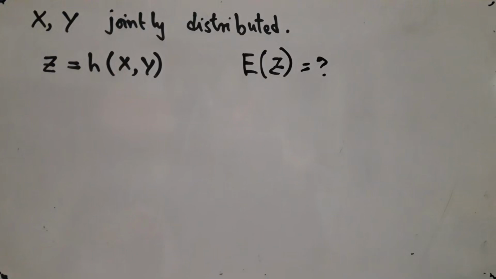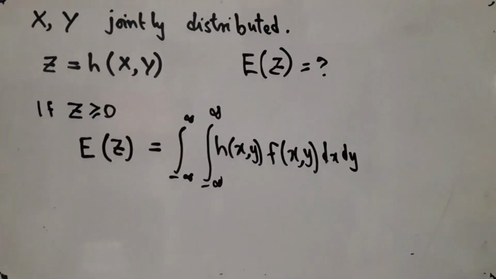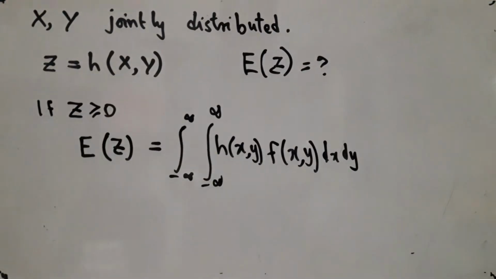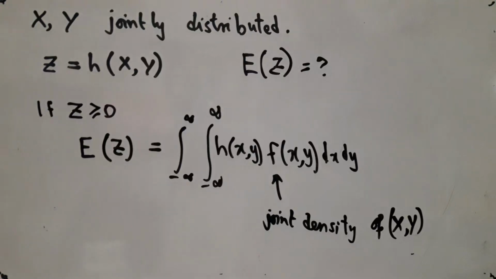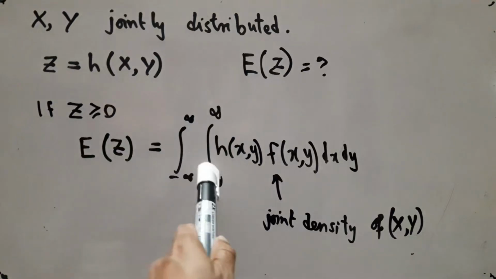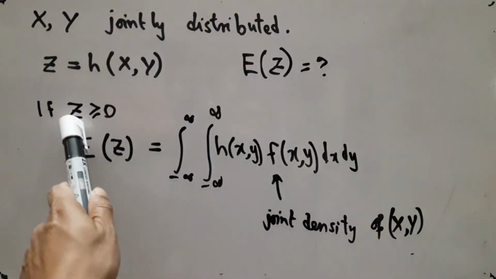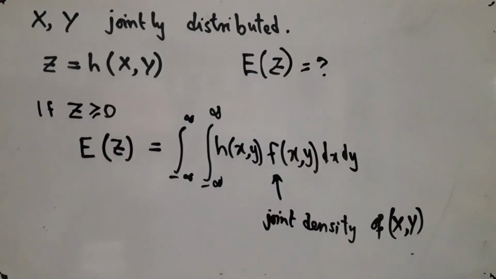But a simpler alternative exists. If z is always non-negative, then the expected value of z may be obtained using this formula, where this f is the joint density of x and y. So this formula is for the case where you have a joint density. Now, since the integrand is non-negative, because density is always non-negative, this integral is always bound to exist, though it may be infinite.